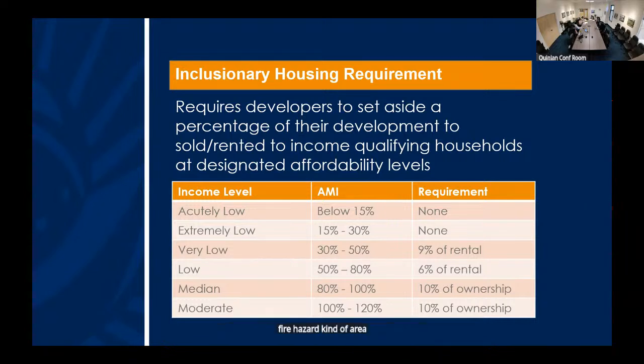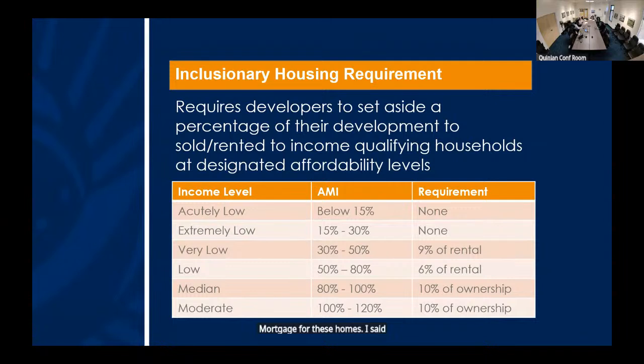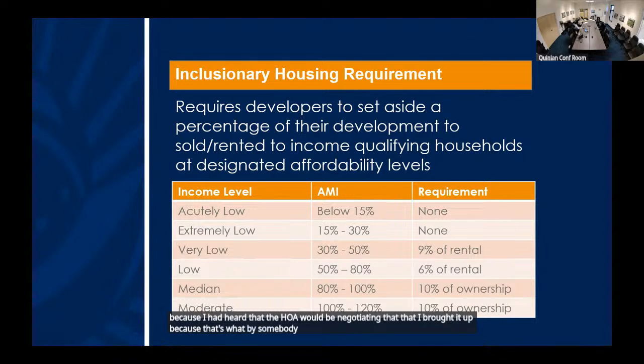Just asking the question: fire insurance, otherwise known as homeowners insurance, which I think you usually have to get in order to get a mortgage. And there was a whole big write-up in here about how you're going to consider this and this and this, and then you'll have the fair market rate mortgage for these folks. And I said, well, where is the home insurance in there? Because I had heard that the HOA would be negotiating that. I only brought it up because that's what I was told, not by Nikki, by somebody else.